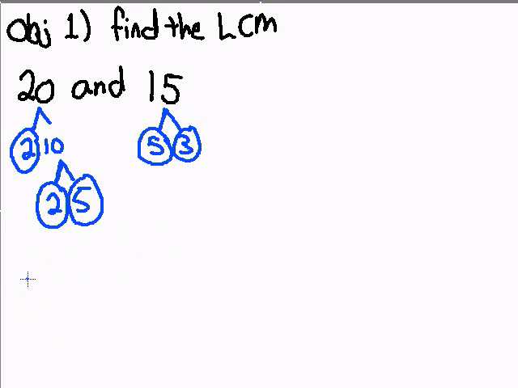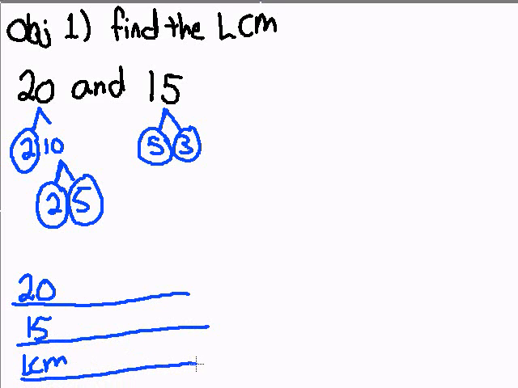To find the least common multiple, I'm going to make myself a grid. 20 and 15, the LCM at bottom. Next to the 20, I write all of its prime factors: 2, 2, and 5. Next to the 15, I'm going to write its prime factors. But here's the way that the grid works. You can only line up numbers that are the same.